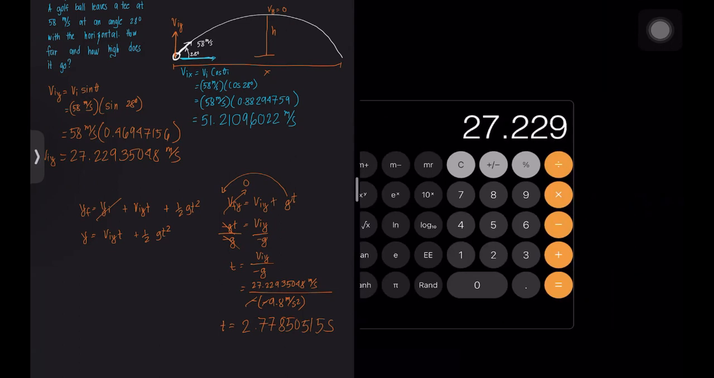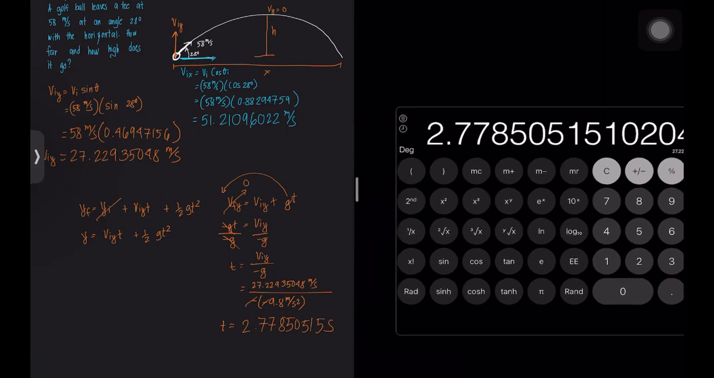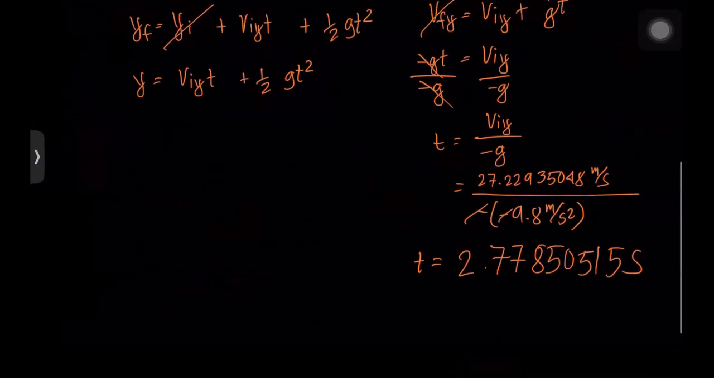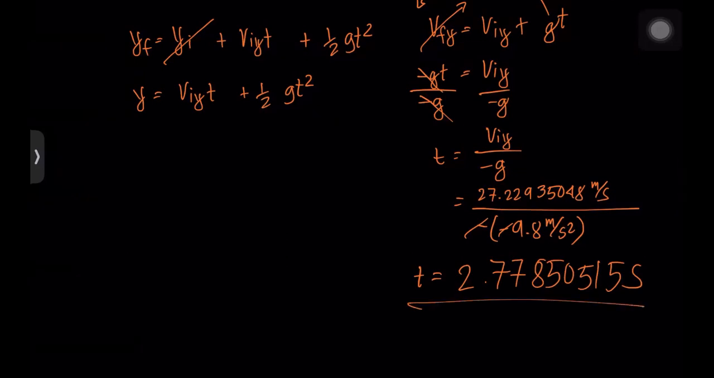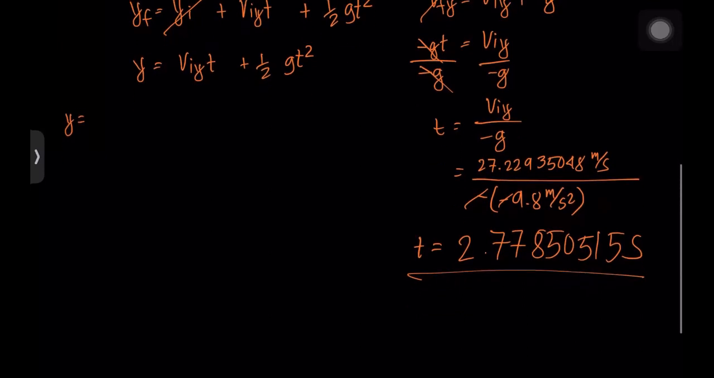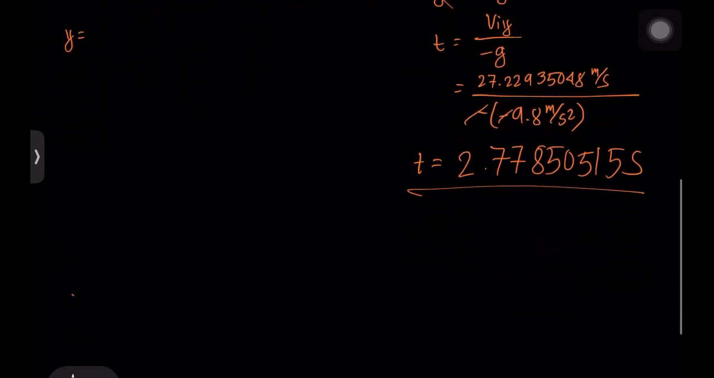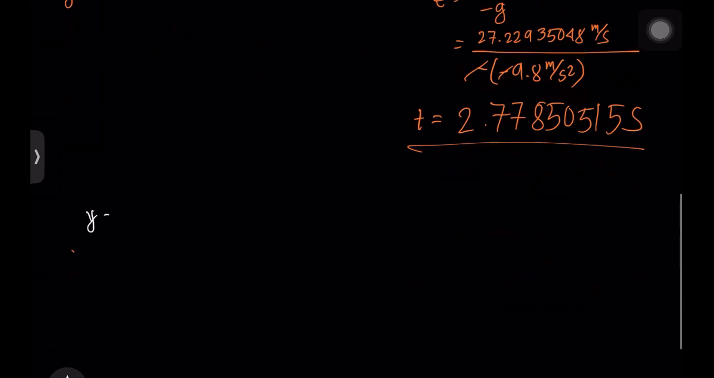27.229, 35048 divided by 9.8 is 2.77850515. Okay, so that is now the time. So we simply substitute this value. Now we have y is equal to v sub iy t plus 1 half g t squared.